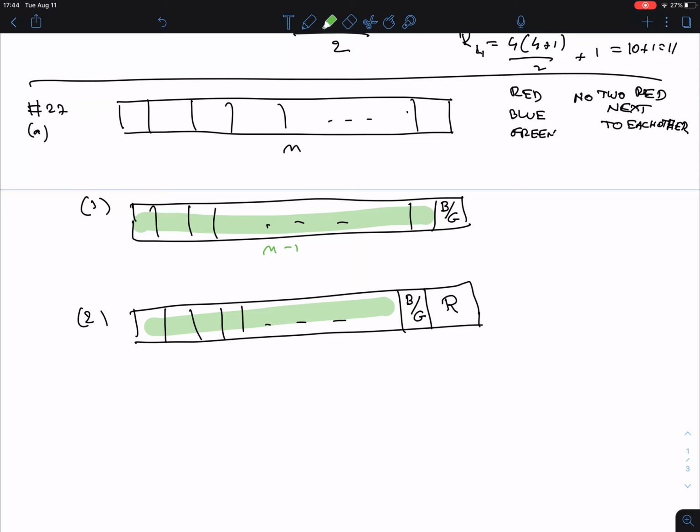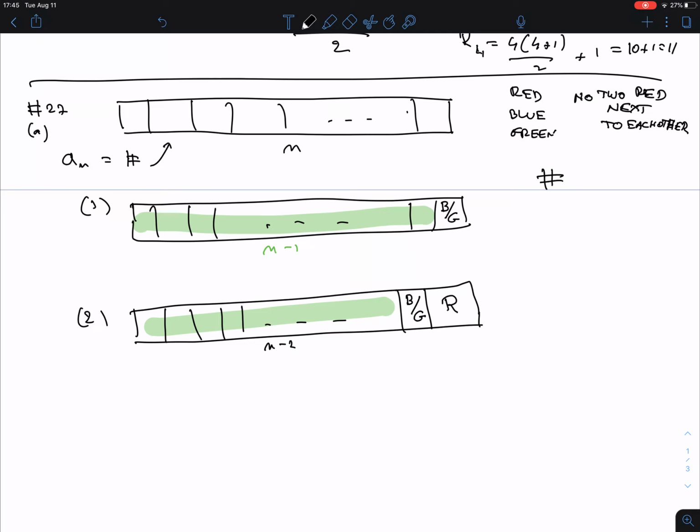Okay, let's count now. Now starts the counting. So this is n minus 2, right? So how many of these are there? Well, let's call it a_n. So a_n is the number of such valid tiles.